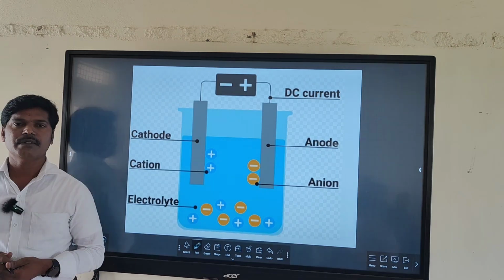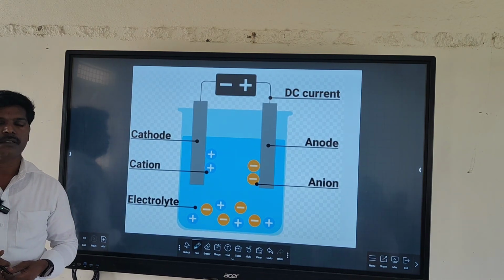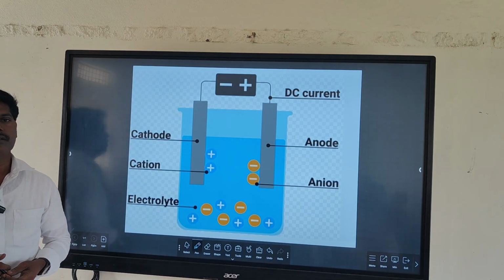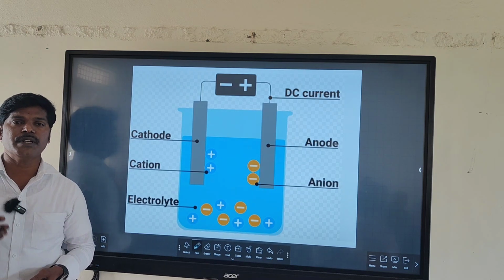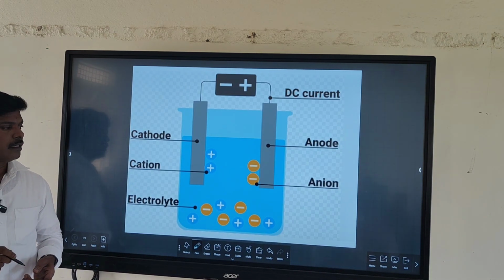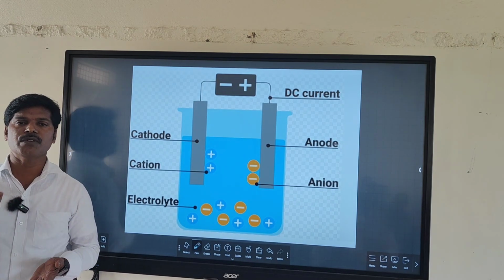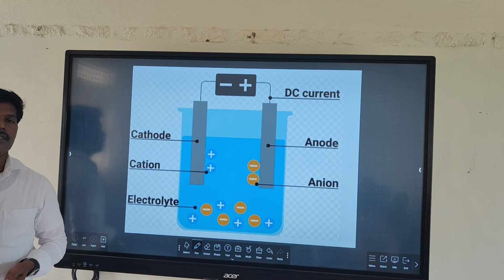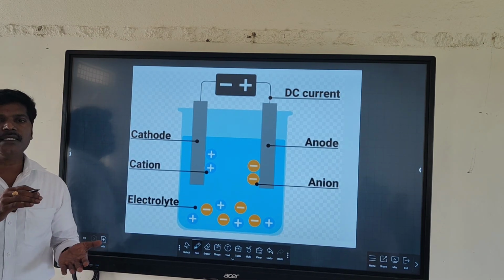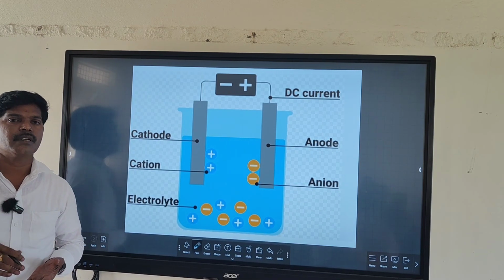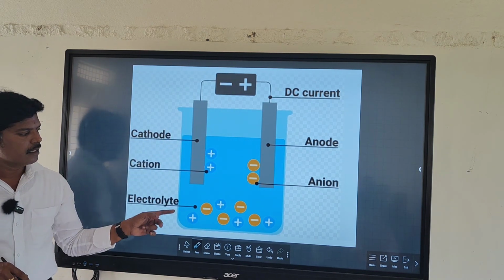The decomposition of ionic compounds into ions or elements by passing electricity. Acidified water or sodium chloride solution, if you take that electrolyte in this vessel, that acidified water or sodium chloride solution decomposes into elements. Here, the electrolysis process is carried out in a vessel called an electrolytic cell. This is the electrolytic cell.